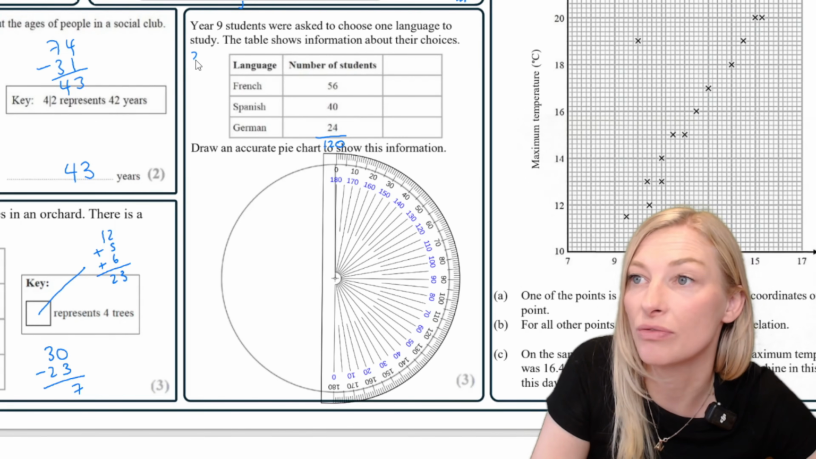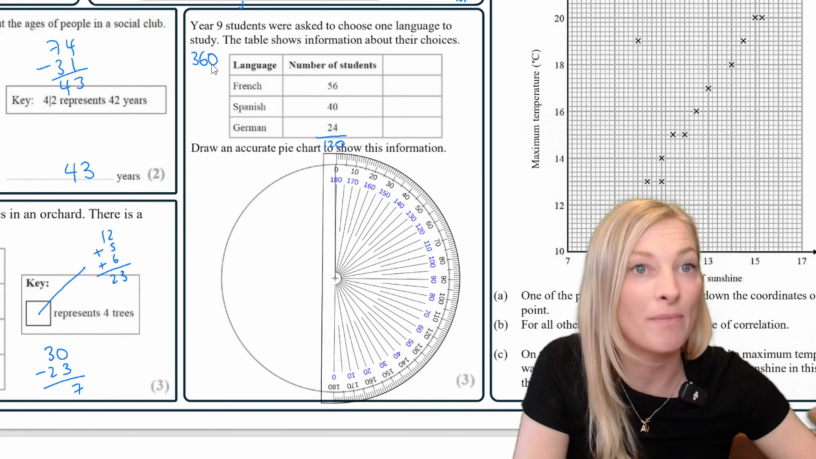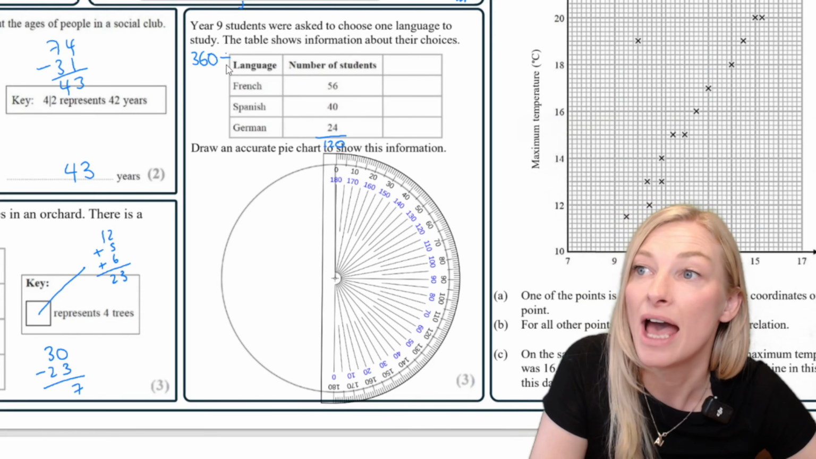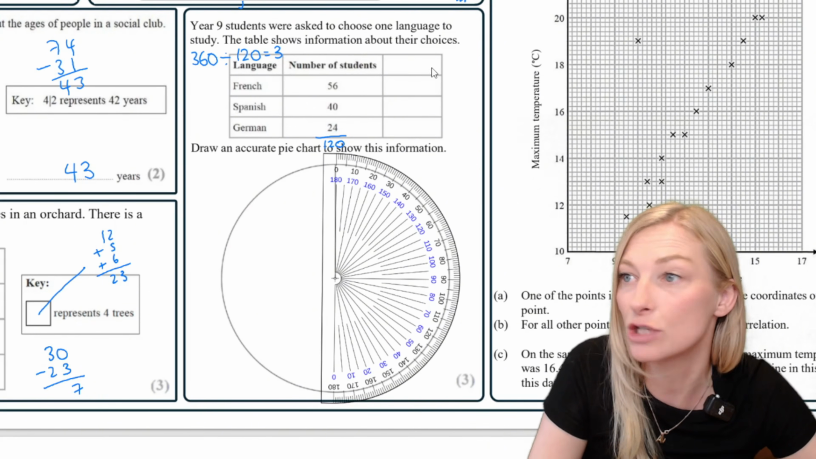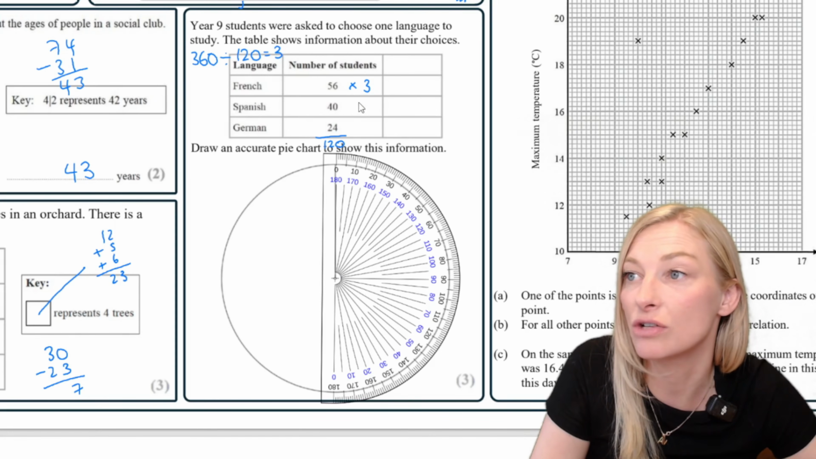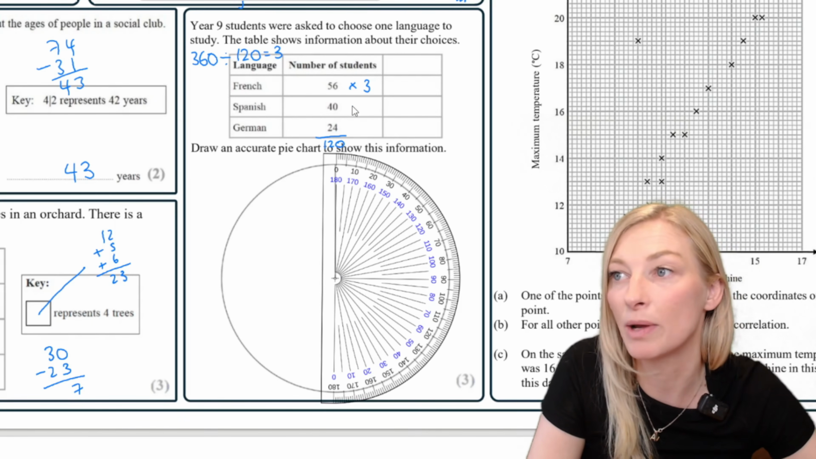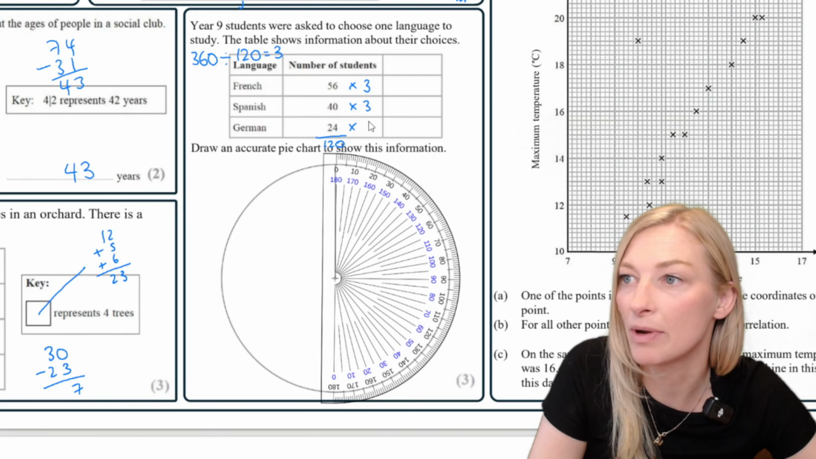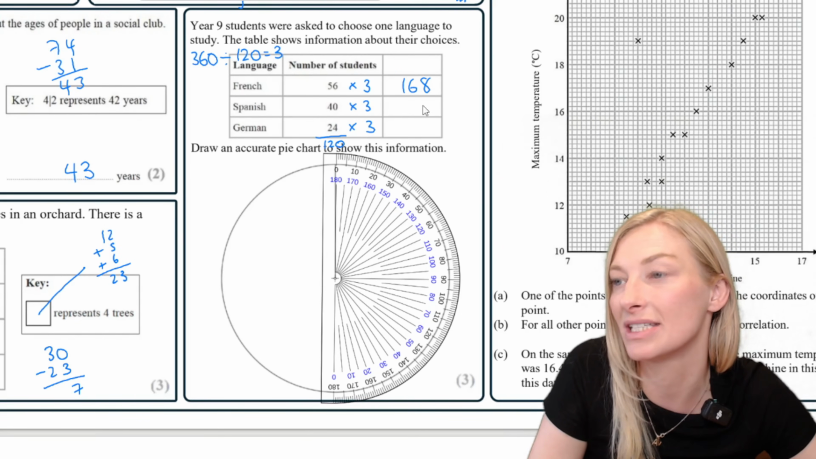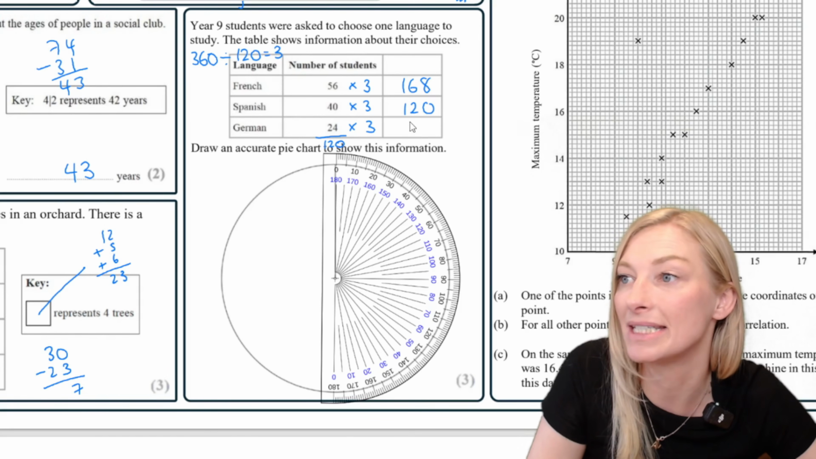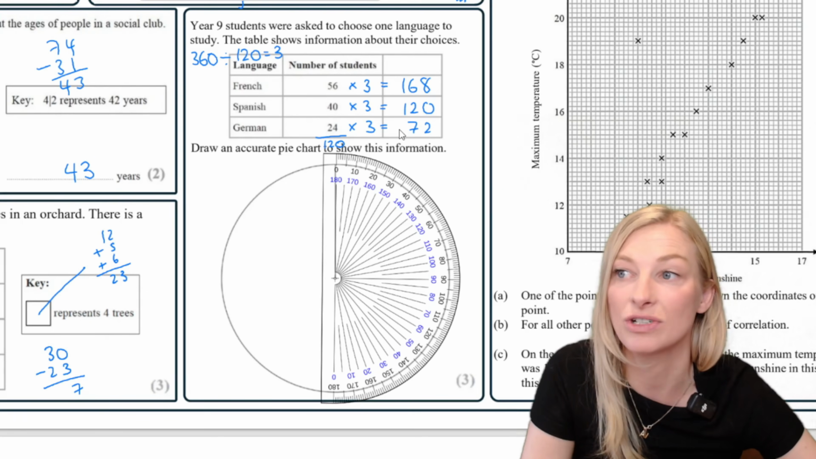So I'm going to do 360 degrees, that's how many degrees are in my pie chart. Divide it by 120, which is 3. Each person is worth 3 degrees. So we'll do 56 multiplied by 3, we'll do 40 multiplied by 3, and we'll do 24 multiplied by 3. That is 168, 120, and 72. And those values add up to 360.